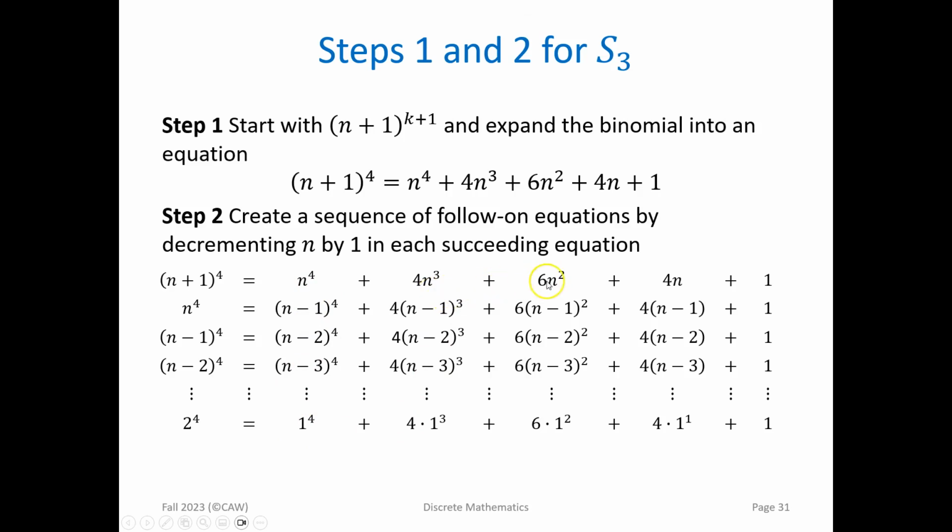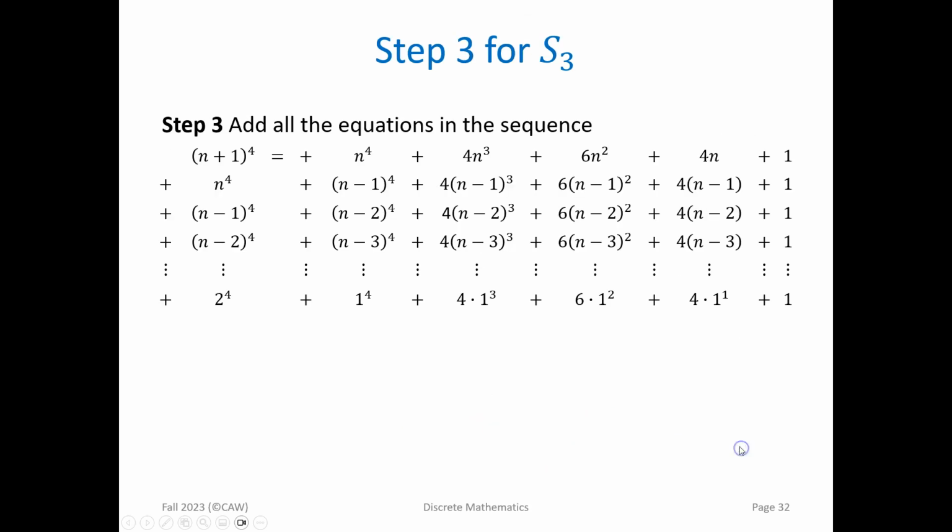And in all those cases, we want the n to be at 1. So on this bottom line, we have 4 times 1 cubed plus 6 times 1 squared plus 4 times 1 to the 1st plus 1. The next step is to add all the equations in the sequence. So when we add them, we now only have one equation left. And vertically, we're showing that on the left side, we now have n plus 1 to the 4th, plus n to the 4th, plus n minus 1 to the 4th, all the way down to plus 2 to the 4th.